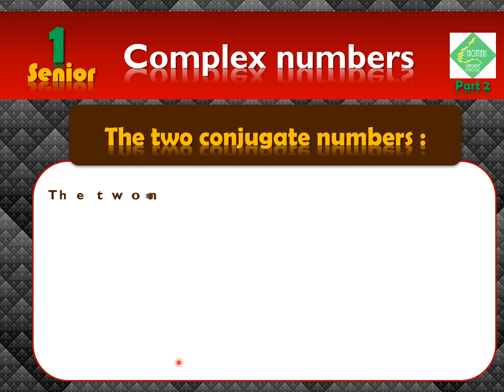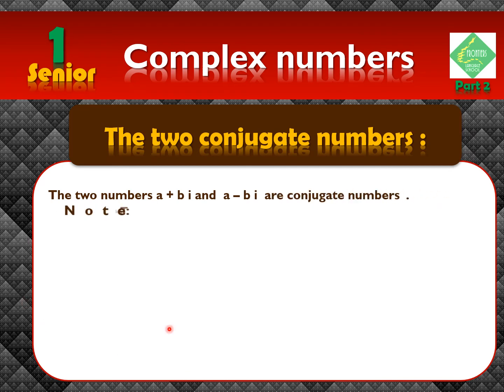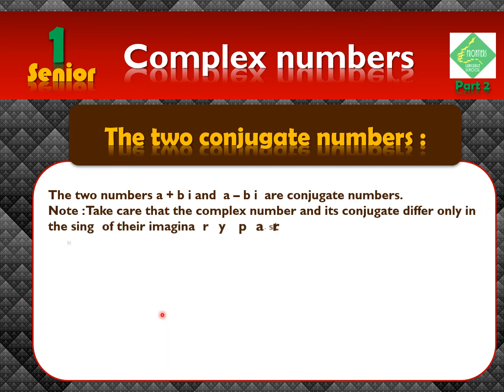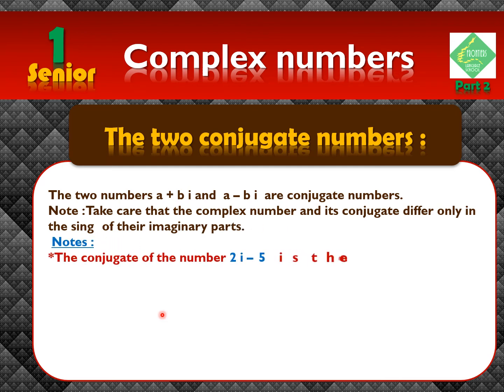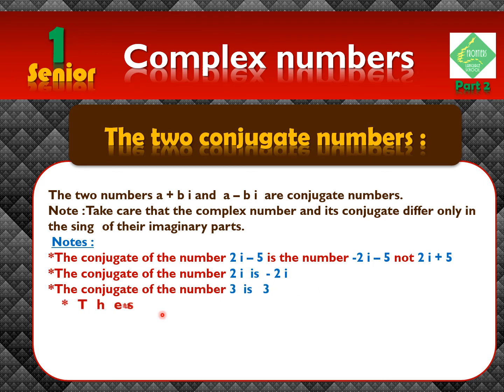The two conjugate numbers. The two numbers a plus bi and a minus bi are conjugate numbers. Take care. The complex number and its conjugate differ only in the sign.